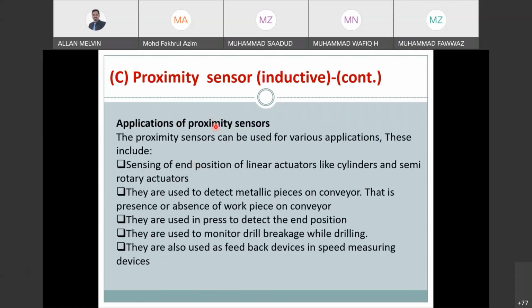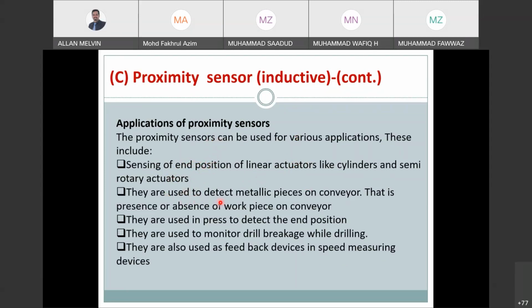Okay. So application of proximity sensor, they can be used in various application. So you can use to sense the end position of linear actuator like cylinder or semi rotary actuator. Fully rotary actuator you tak perlu detect, so dia akan continuous. Tapi if semi rotary dia ada limitation. So whenever you have a limitation in your actuator, you boleh detect the end position. Okay, like how we use a distance rule. So when it's in the home position and the extended position, dia yang itu consider as a end position. So dia boleh detect. So you can use a proximity sensor.